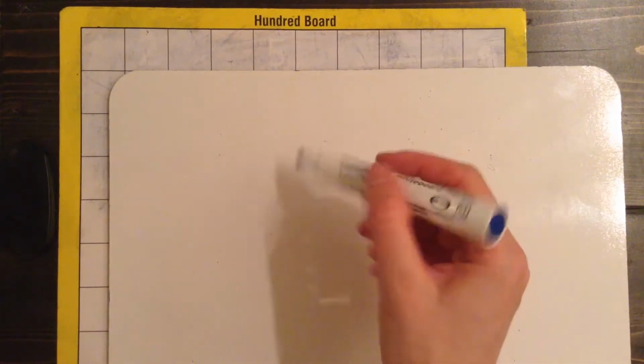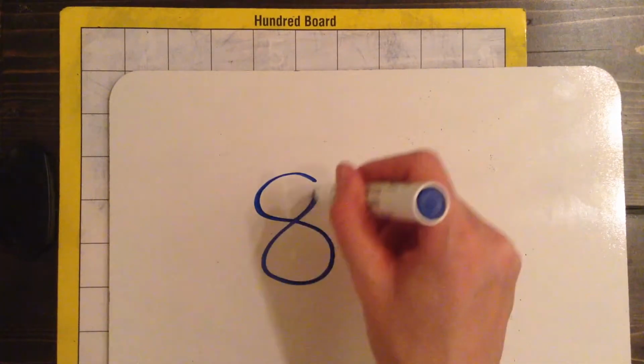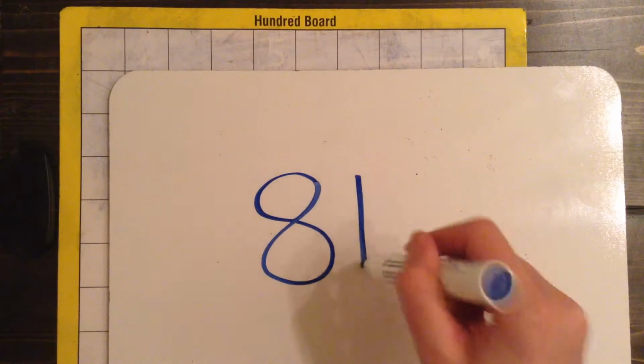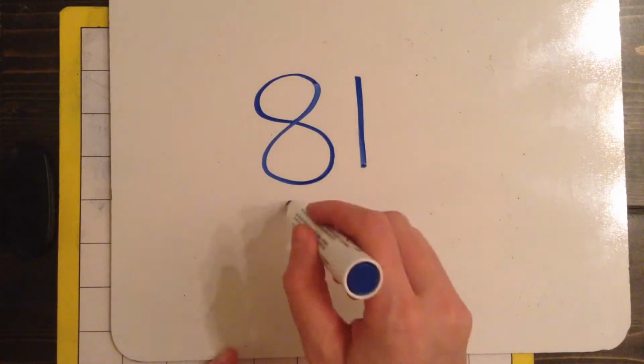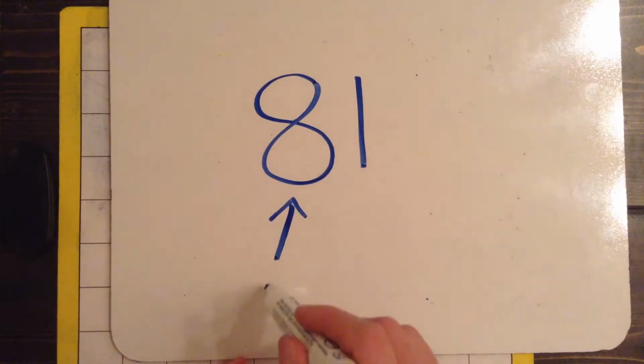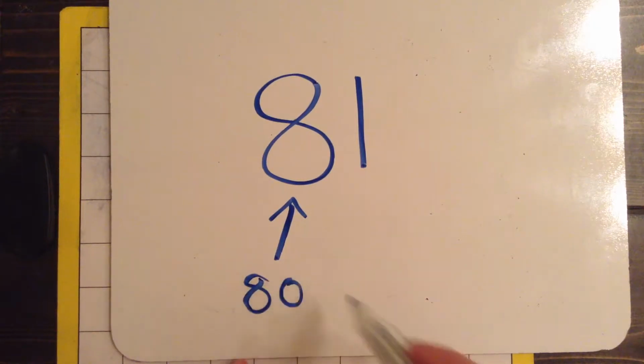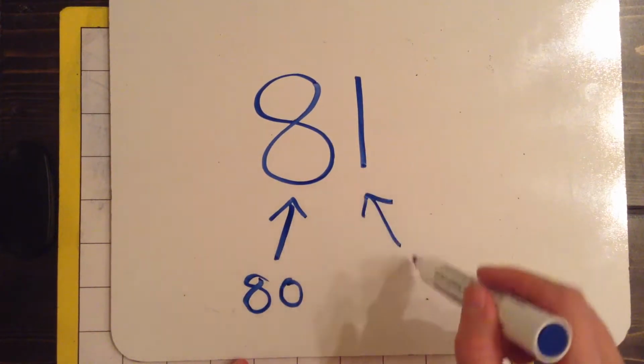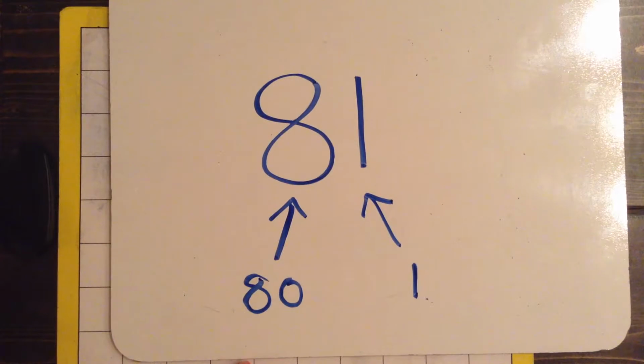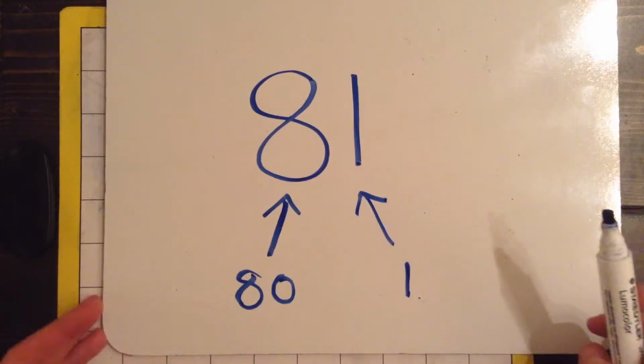Let's look for the number 81. The 8 means 80, or 8 groups of 10. The 1 represents 1. Let's find 80 and then count 1 more in order to find the number 81.